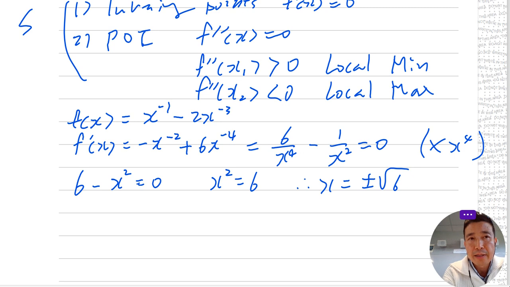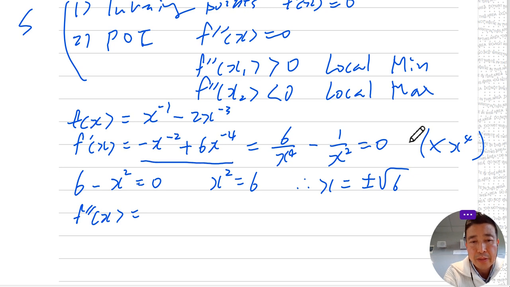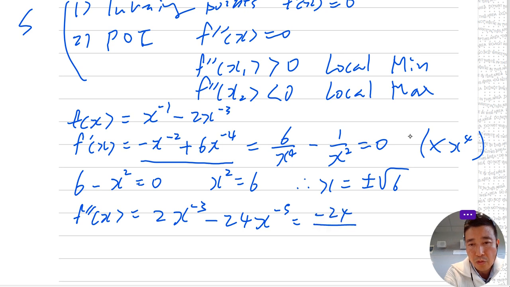So let's identify what they are. We have to find the second derivative. So we differentiate this again. That is 2x to the power of negative 3, and then minus 24x to the power of negative 5. In other words, I'm going to write this as negative 24 over x to the power of 5, and then plus 2 over x cubed.